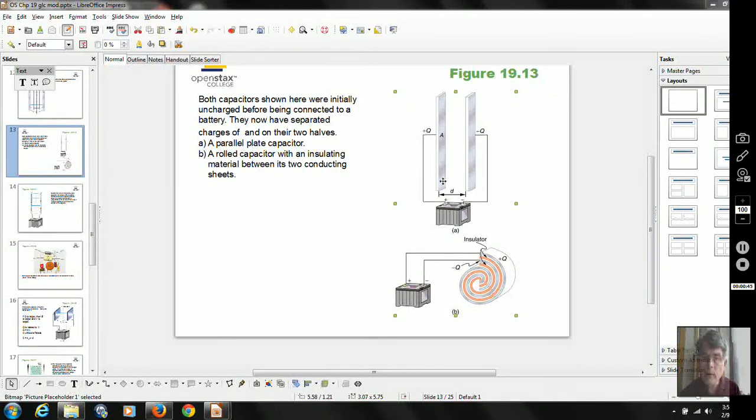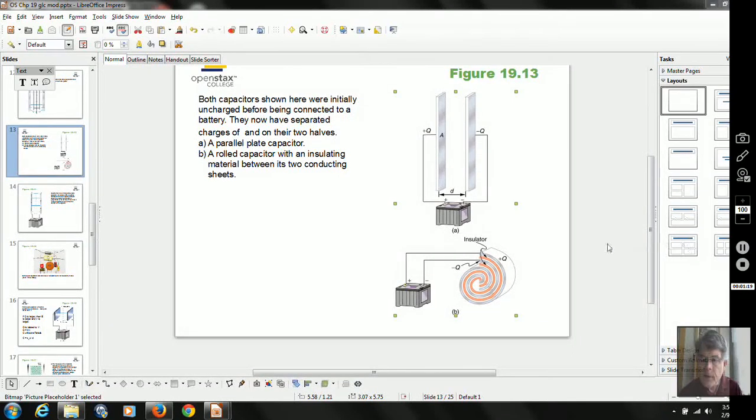A capacitor, simple drawing, would be two parallel plates. If we connect them to a battery, the plus pole of the battery will remove electrons from this plate, and it will deliver electrons to the plate on the right. Of course, to push electrons onto here and create a surplus of electrons, that's going to take work, and that delivers energy to the capacitor. So a capacitor can be said to store charge or store energy.